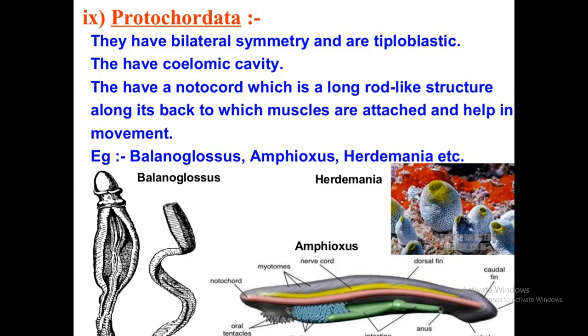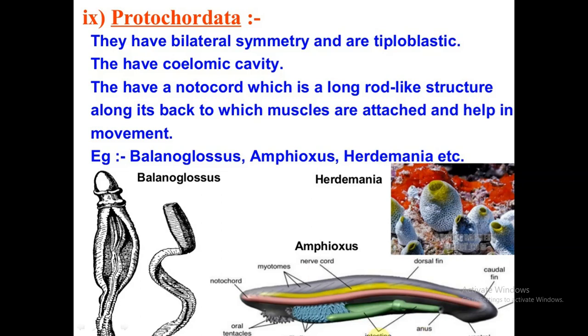The features of this are they have a bilateral symmetry and are triploblastic. They have a coelomic cavity, and they have a notochord. So notochord is a long rod like structure, and it is present along its back, to which the muscles are attached and they help in movement. So notochord is there, but it is not very similar to that which is present in vertebrates. Invertebrates में notochord absent होती है, protochords में present होती है, but जो इसका origin होता है वो different होता है from that of the vertebrates. So this is the connecting link between invertebrates जिनमें present नहीं होती है and the vertebrate जिनमें origin different होता है. The examples for this are Balanoglossus, Amphioxus, Herdmania, etc.